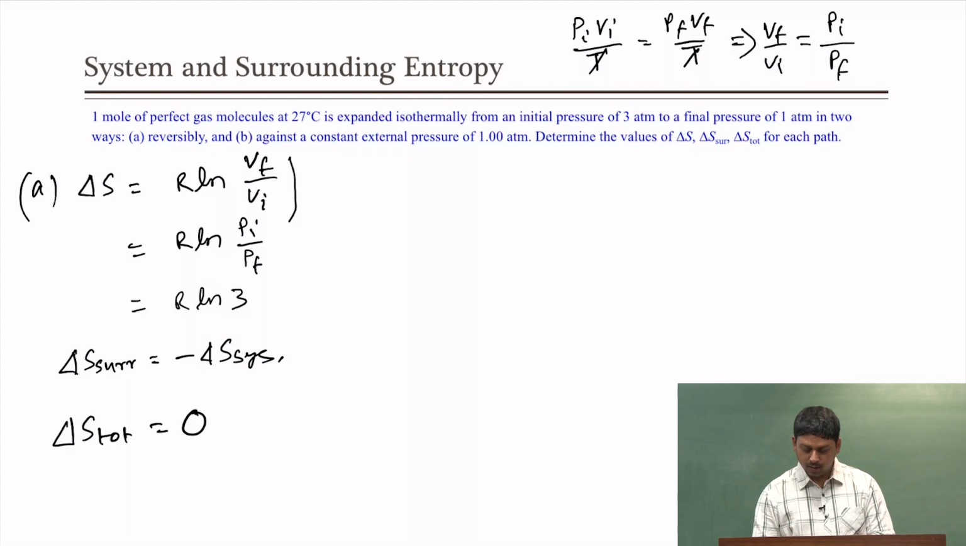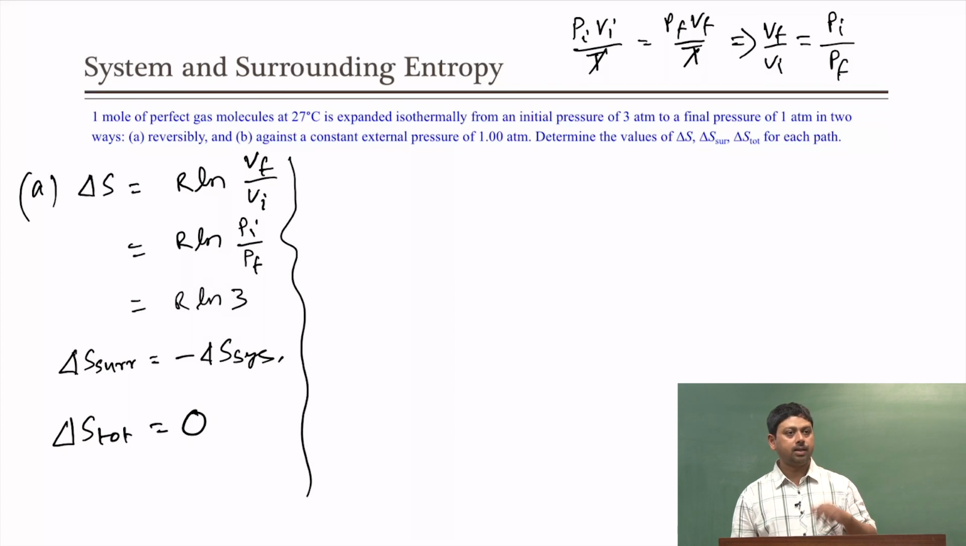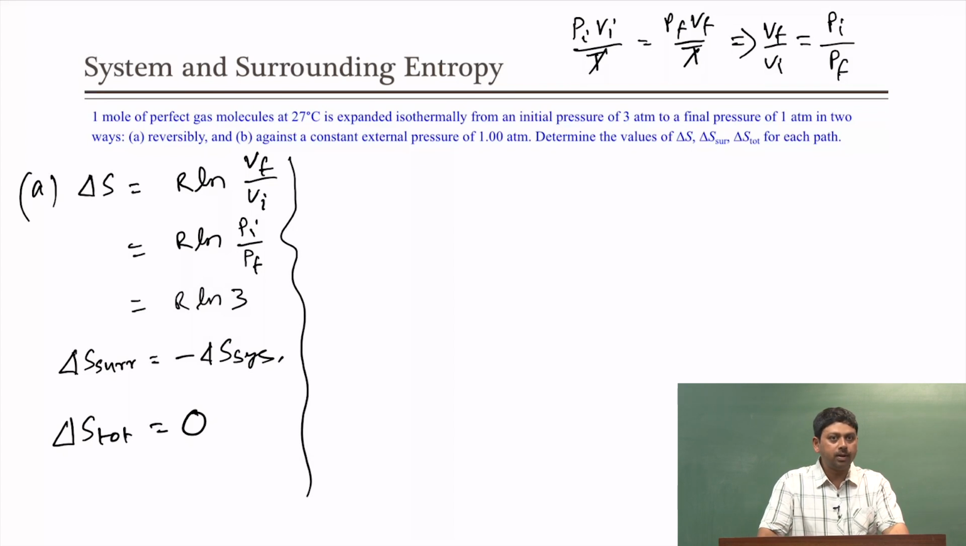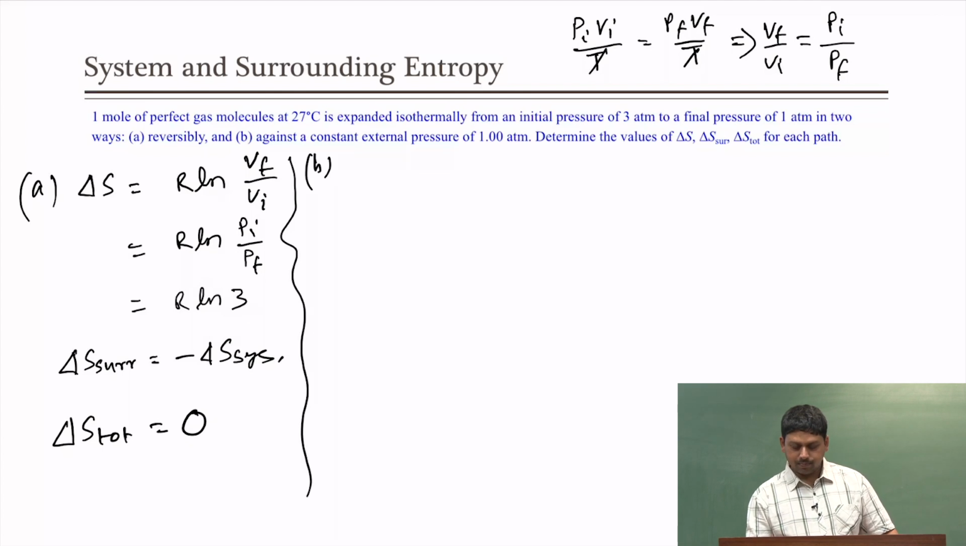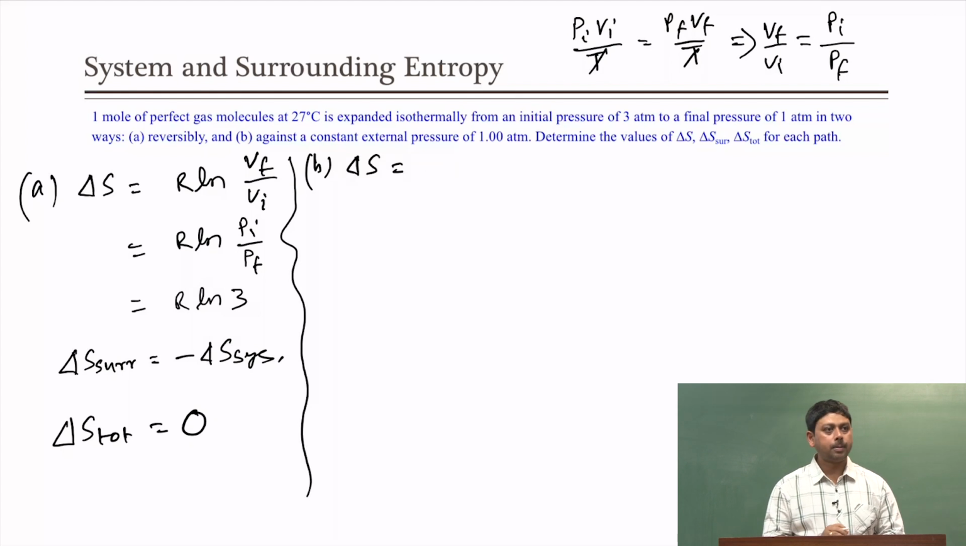So, reversible. The idea that this problem shows is that for a reversible isothermal process, the total change in the entropy is 0, because the system and surroundings are negatives of each other. You are going to see that this is not the case at a constant pressure. That is there in problem B. It asks what happens when it expands at a constant external pressure of 1 atmosphere. Now in that case, how do we calculate the system entropy?